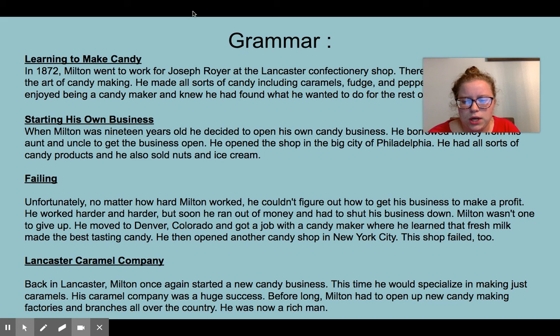Lancaster Caramel Company. Back in Lancaster, Milton once again started a new candy business. So this was his third business, guys. This time he would specialize in making just caramels. His caramel company was a huge success. Before long, Milton had to open up a new candy making factory in branches all over the country. He was now a rich man.